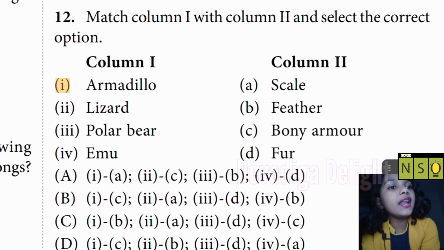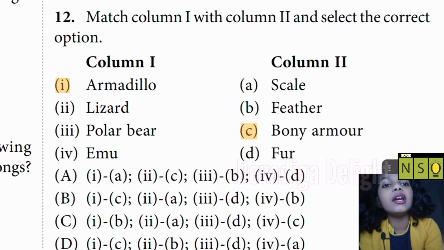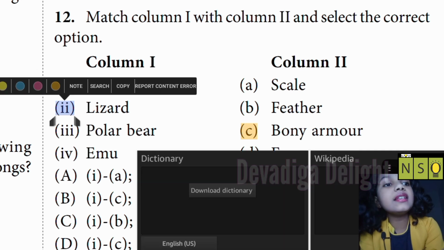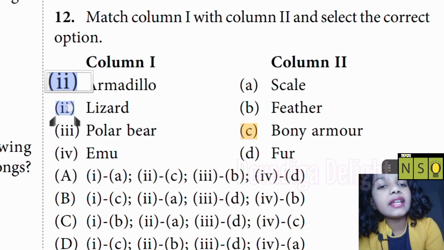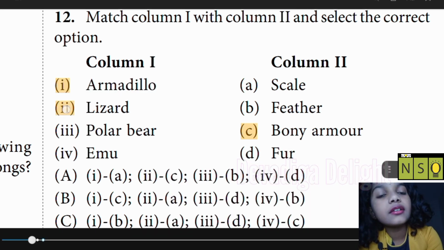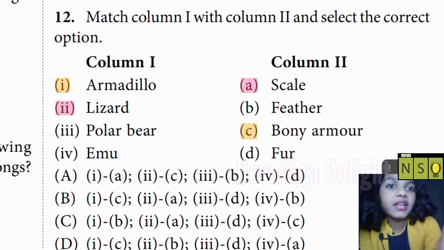So the armadillo has a bony armor, so let's make it in the brown color. And the next one is the lizard. The lizard has a scale just like any other reptile. So that is its adaptation or its adaptation type.